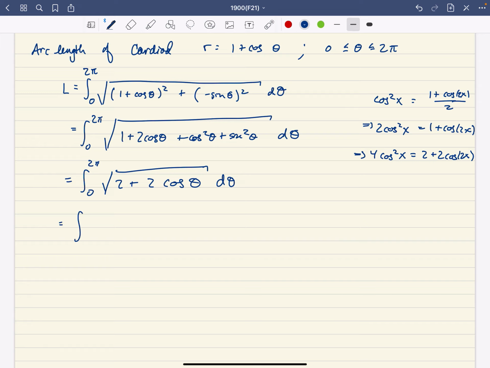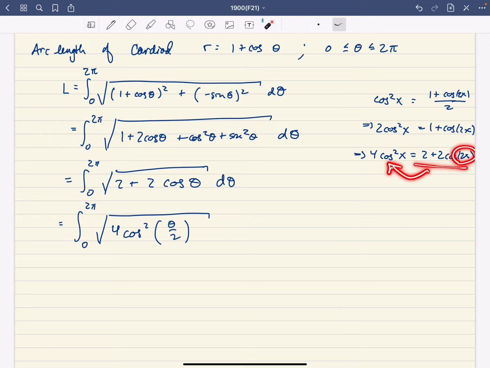So this is going to be the integral from 0 to 2 pi of the square root of 4 cosine squared of theta over 2. Because to go from the right side to the left, the angle in cosine has to be halved. So we go from 2x to x. So if we start with theta, we have to go to theta over 2. Okay, that's the rationale there.